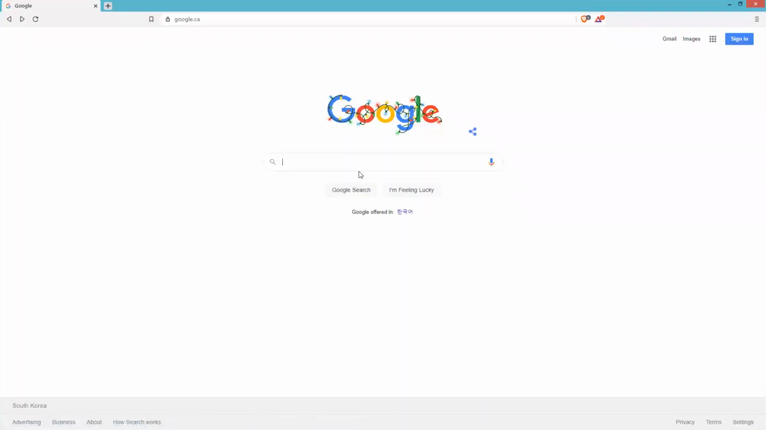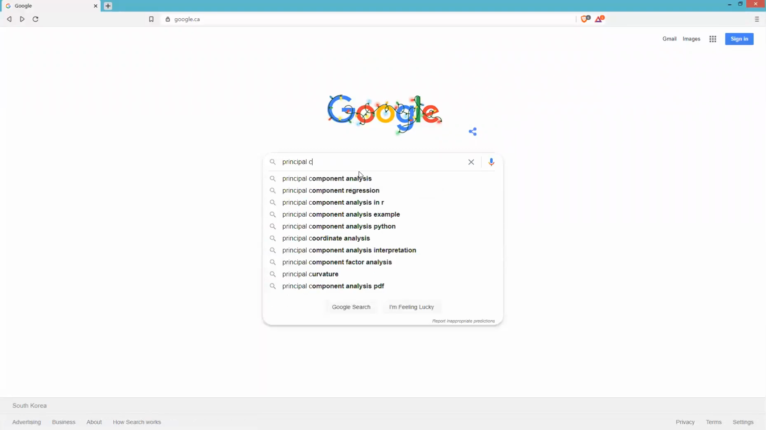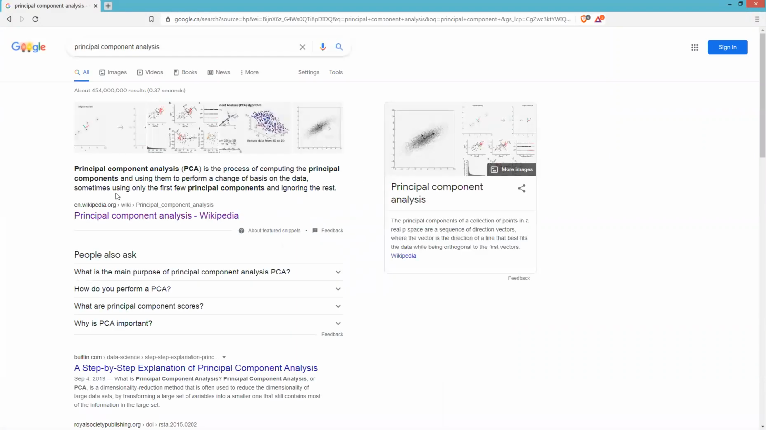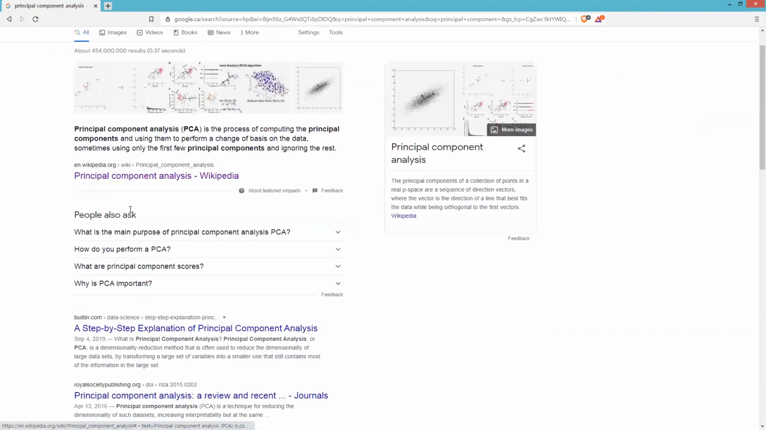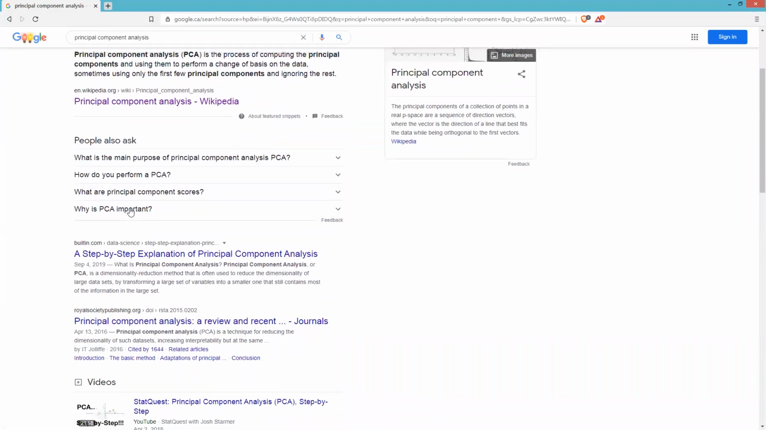Hello, we will cover principal component analysis. Well, we have some explanations. Let's check the Wikipedia.